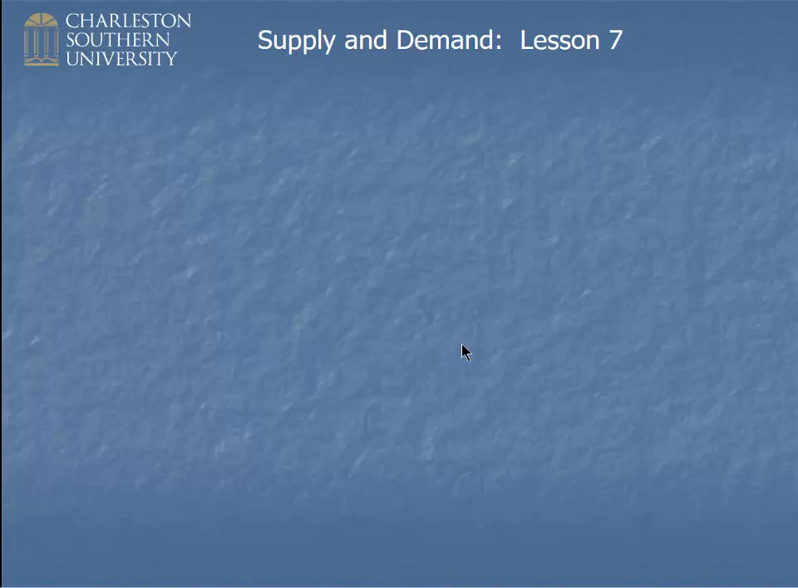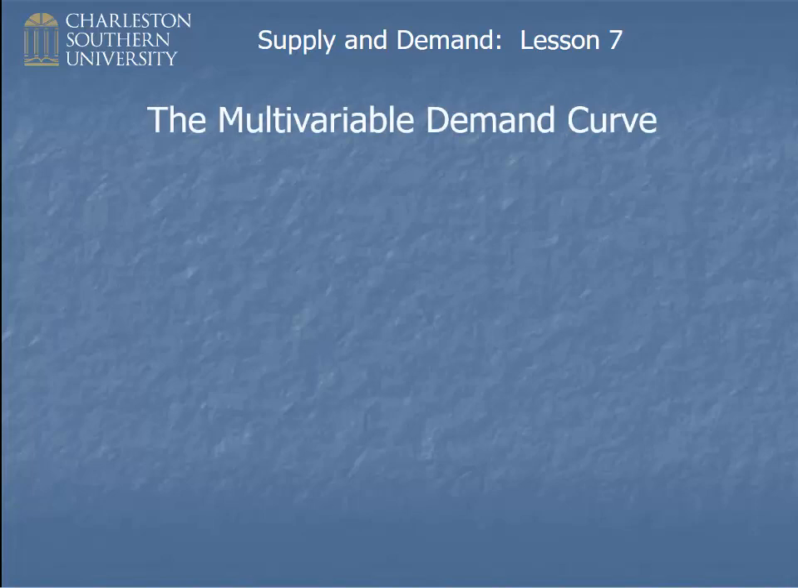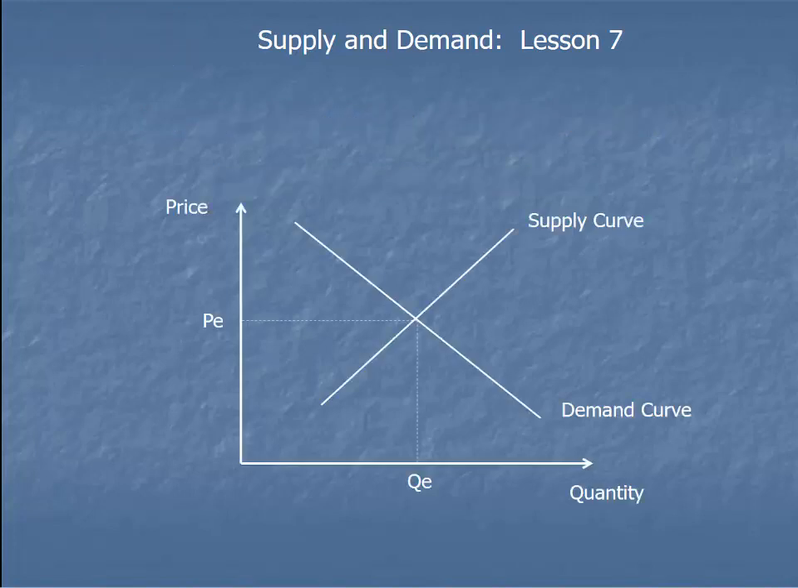Hello everyone, this is Supply and Demand Lesson 7, the multivariable demand curve. Okay, so what is a multivariable demand curve? Well, so far we've just talked about simple demand curves, that is, a demand curve that relates its selling price to its quantity demanded. So here's your familiar supply and demand graph.